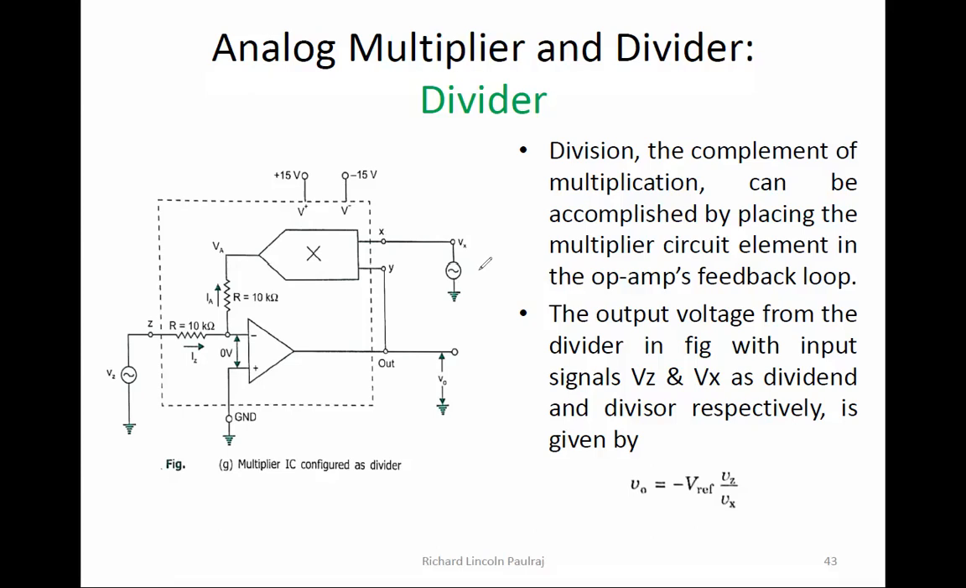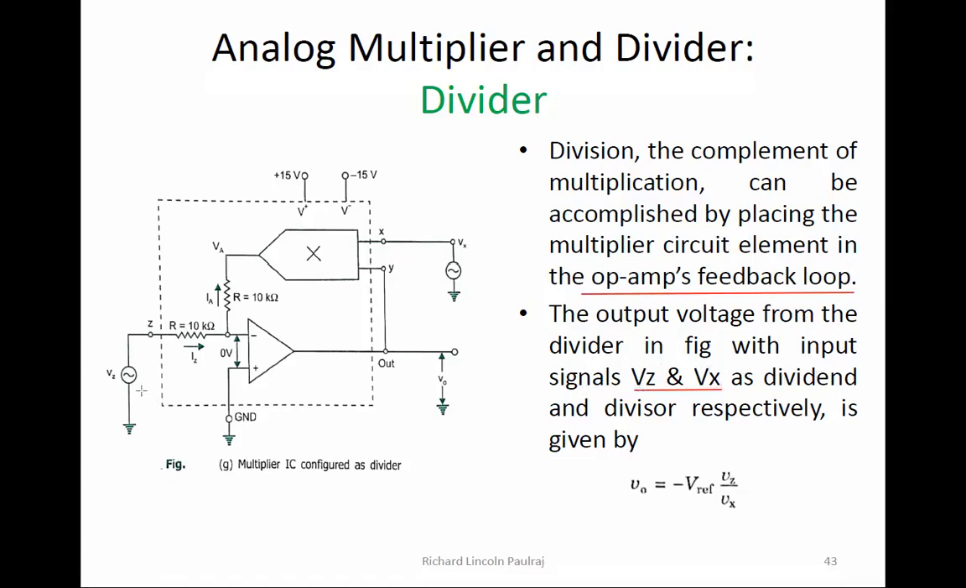Okay, right. So you can just see how complex, or probably how clever, this circuit was done, isn't it? We are able to utilize the multiplier circuit, and with this multiplier, we are able to do the division operation. Fine. So we are looking at the feedback, right? The op-amp's feedback here, and this feedback is altered. The output voltage from the divider in figure with input signals Vz and Vx.